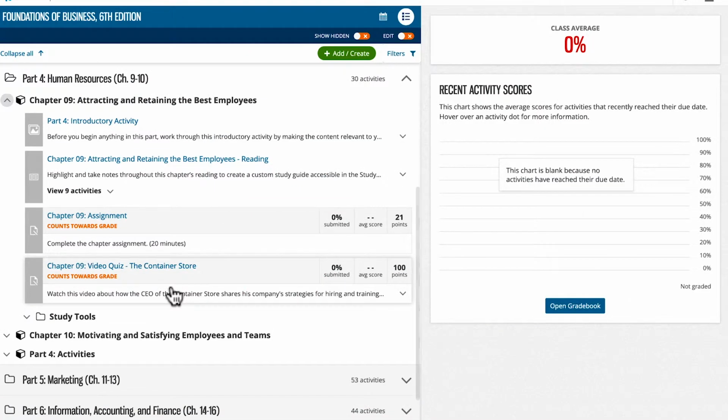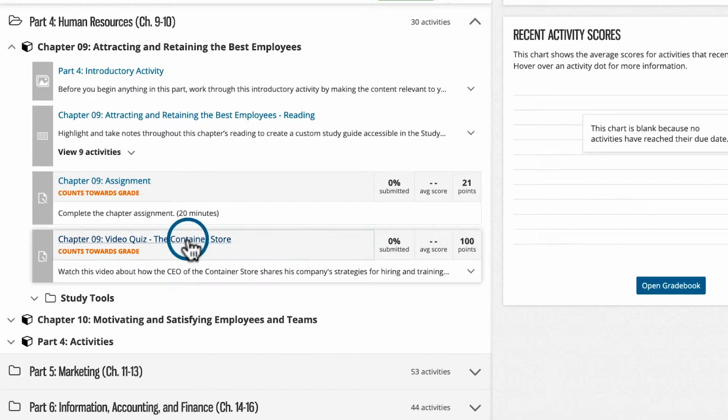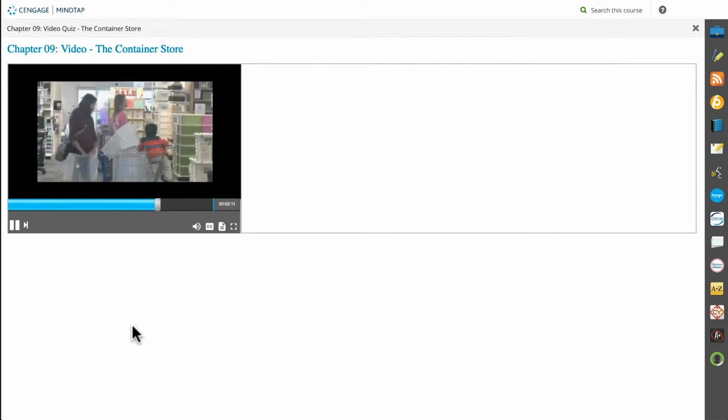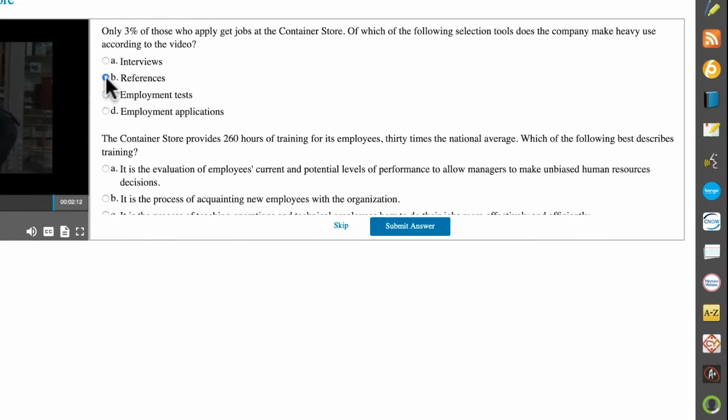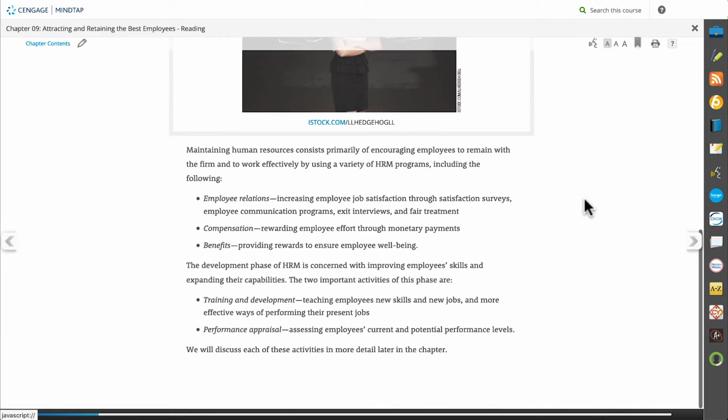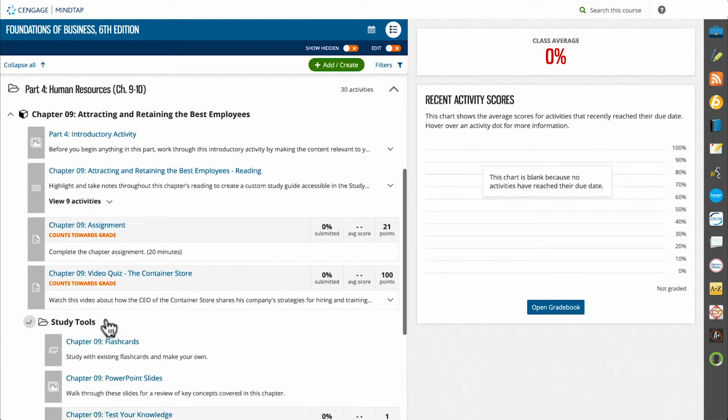Inside MindTap, students have access to videos showing how real companies apply the concepts from the course to their everyday work. And students can also access an interactive digital ebook that allows them to highlight, take notes, bookmark pages, and print. The ebook has become a staple in my courses as fewer and fewer students are interested in carrying around heavy printed textbooks. And then there are the study tools.